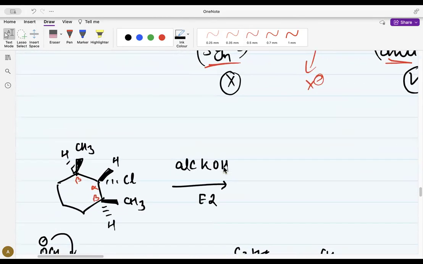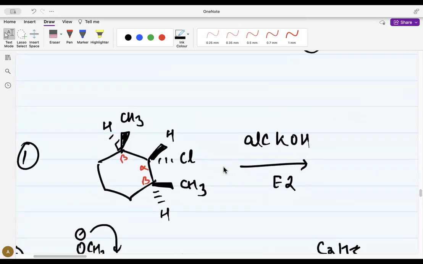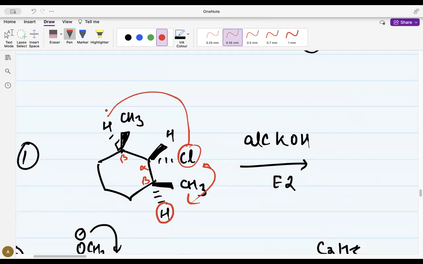Similarly, you have to tell it in this one. So this is the alpha carbon, this is the beta carbon. I have to take beta hydrogens, right? See, this hydrogen and this Cl are on the same side. This Cl and this hydrogen are also on the same side. Both are on the same side.